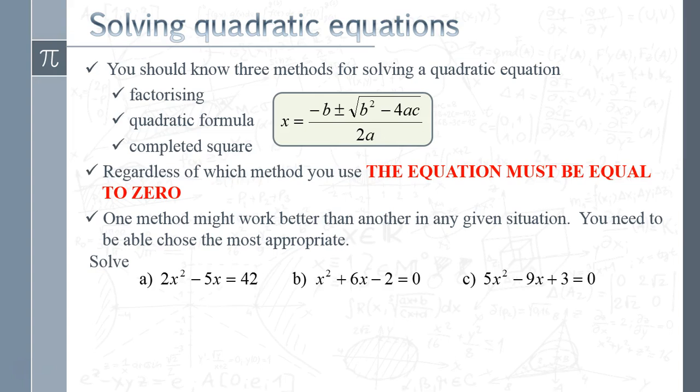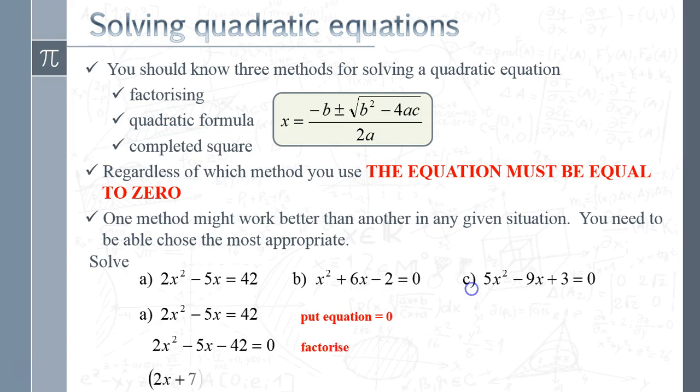So the first one, we've got 2x squared minus 5x equals 42. So that's clearly not equal to 0, so the first thing I'm going to do is put it equal to 0. Simple bit of rearranging. Now in this case I'm going to decide to factorise it. And there it is factorised. That's one of the examples that we had in the previous video. And so now I've got (2x plus 7)(x minus 6) equals 0. And so we're going to do the solving.